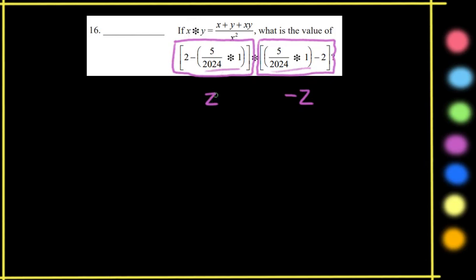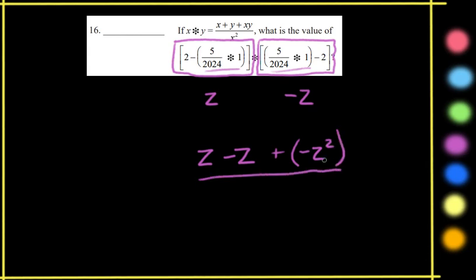So our x will be z, our y will be negative z, so x plus y will be z minus z, which is nice, it just cancels out, plus z times negative z, that is negative z squared, all divided by z squared. And of course these cancel out, that gives you 0. And now we just have negative z squared divided by z squared, which is just equal to negative 1. So the answer is negative 1. It was actually a really easy problem if you spot that difference. If you don't spot that difference, you'll spend a long time trying to work this one out.